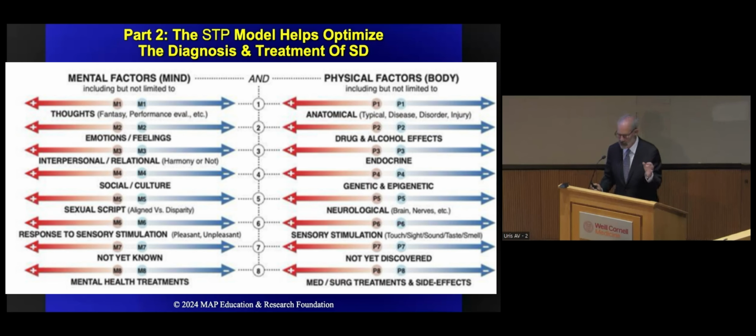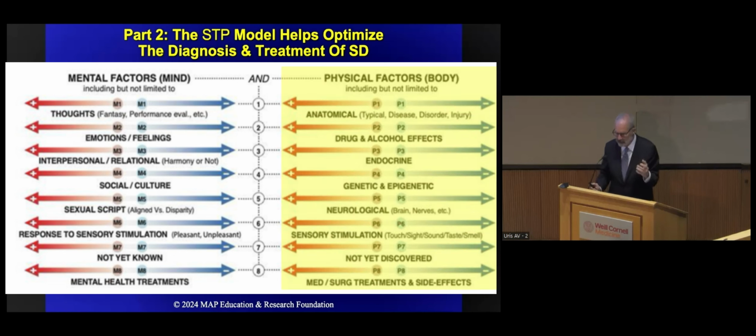So the mental factors listed are thoughts, emotions, relationships, culture, sexual script, the phenomenological experience the person has in receiving touch as opposed to the actual physical touch, and things that are unknown. You know, science is constantly progressing. We're getting more and more information about how all this works. And I wanted a model that would be both simple, like, hey, it's hot or not, and yet had the complexity to be able to incorporate new discoveries for decades to come.